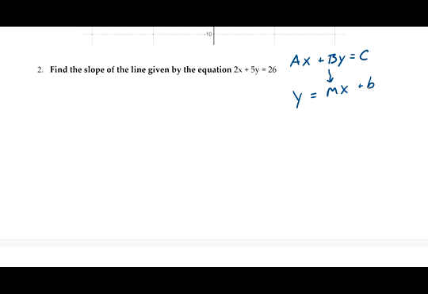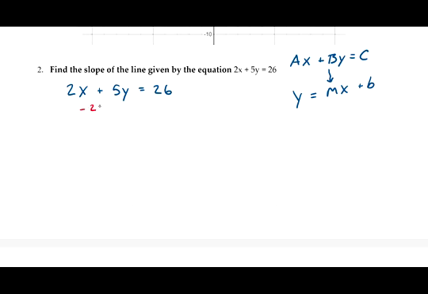If the equation is in y equals form. So right now, in this equation given in the problem, the 2 in front of the x is not the slope. The number in front of the x is not the slope unless we first solve for y. So let's do that. Let's start with the equation 2 times x plus 5 times y is equal to 26. And let's solve for y.